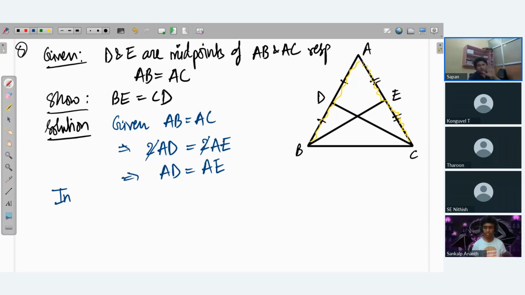D and E are midpoints of AB and AC, and AB is equal to AC. We just have to find out information. You churn this information and extract the useful things. This is what this extraction is doing. Understandable?